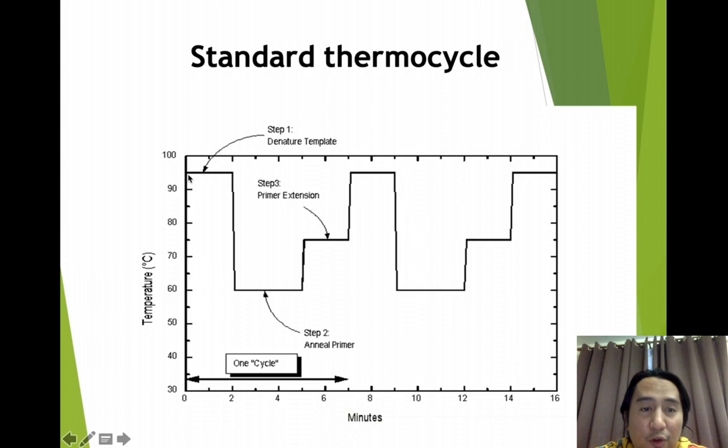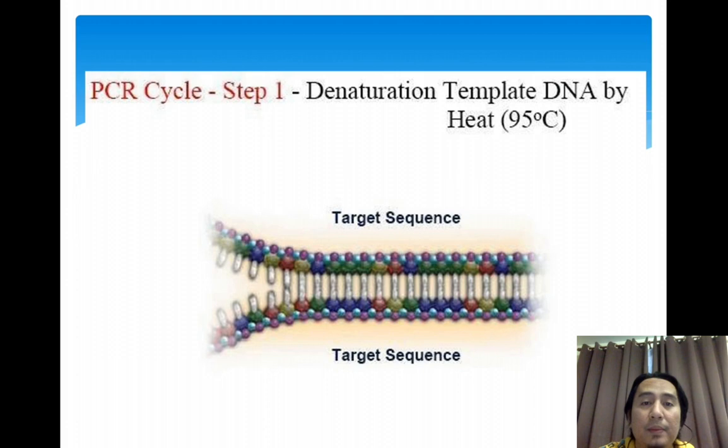Then for the next cycle, the second round, again it goes up to the first step, denaturation of the template, and goes down again, annealing, extension, denaturation, and so on and so forth until 30 cycles. So these are the steps in the PCR.